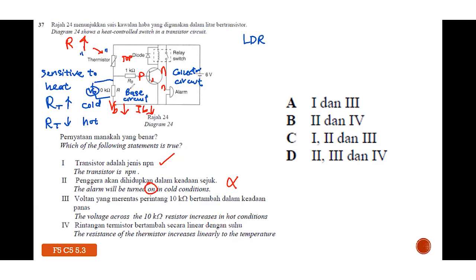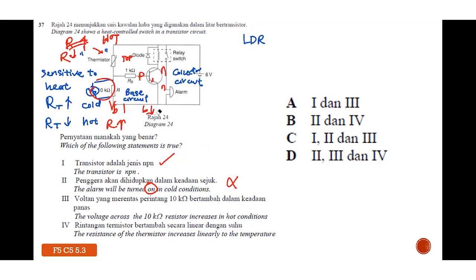Okay, then move on again. The voltage across the 10 kilo ohm resistor will increase in hot condition. In hot condition, the resistance up is low. So the top one is now hot, and the resistance on top is low. That means the bottom will be how? High, correct? So therefore the base voltage will be reversed.